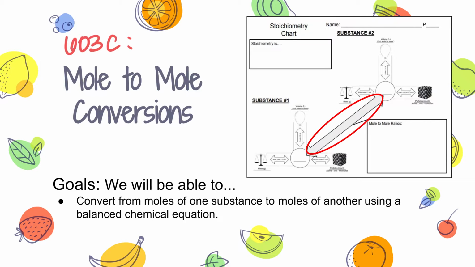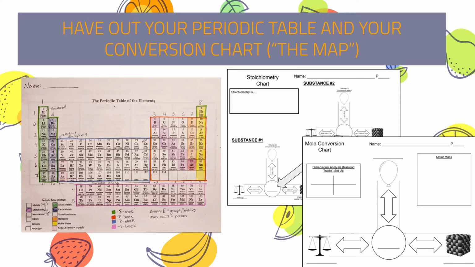Hi everyone, it's Mrs. Sommer here to talk about lesson 603C, mole-to-mole conversions. So in this lesson, we'll be able to convert from moles of one substance to moles of another substance using a balanced chemical equation. While you're doing this lesson, make sure you have your periodic table and your conversion chart, or the map. So the map you can use either using Kami, or you can print it and use it that way.